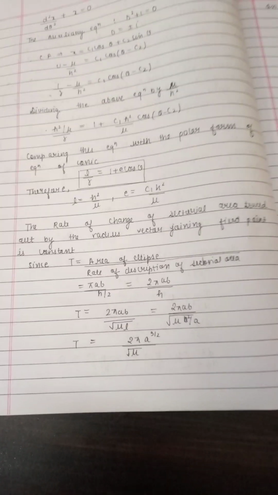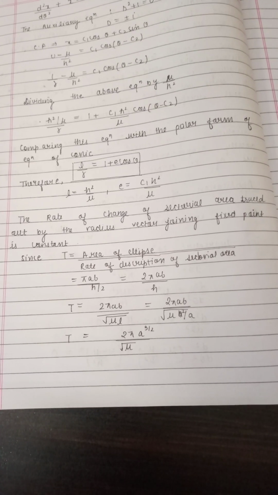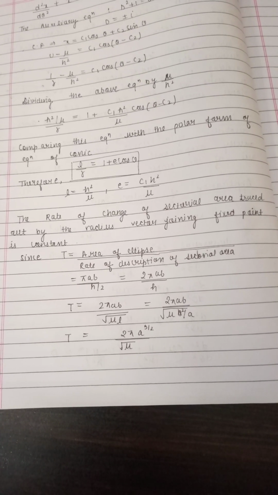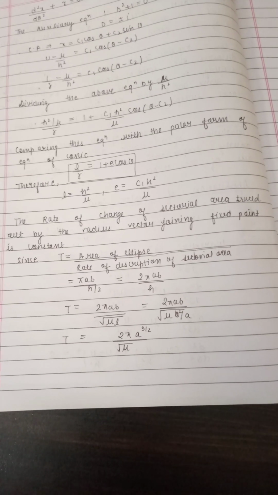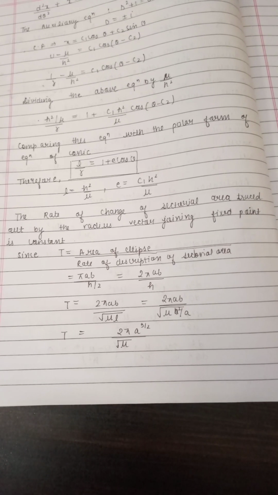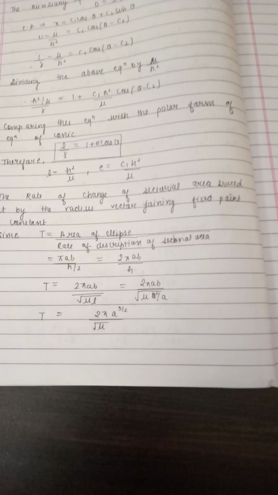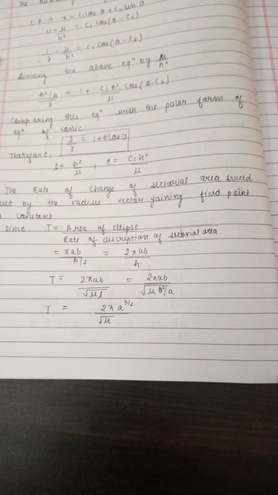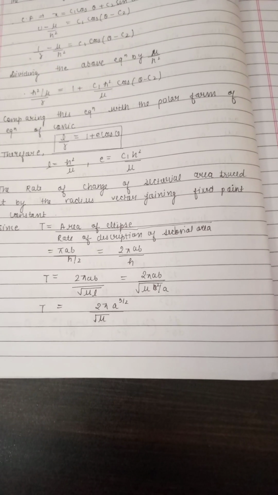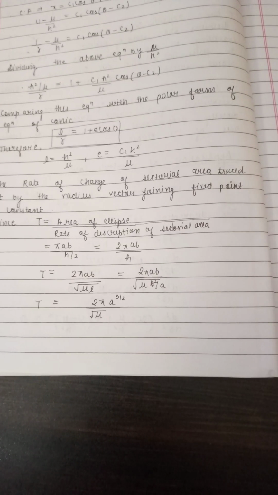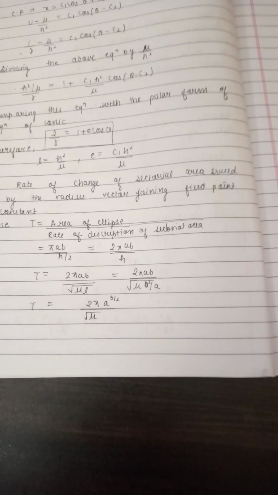The rate of change of sectorial area traced out by the radius vector joining the fixed point is constant, so T is equal to area of ellipse upon the rate of description of sectorial area, πab upon h/2, and it is equal to 2πab/h. Now h is written as √(μl), where l is the latus rectum and it is given by b²/a. On putting its value, we get T is equal to 2π a^(3/2)/√μ.